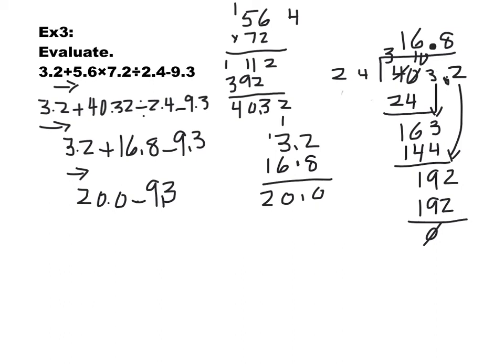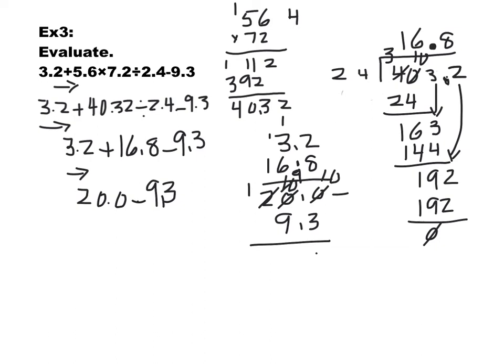Now, I do the subtraction on the side, so 20.0 minus 9.3. Again, I cannot subtract 3 from 0, so I'm going to go to the left to borrow 1. Again, I am dealing with 0. I can't do anything, so I borrow 1 from 2 here. So this becomes 1, this becomes 10. Again, I cannot subtract 3 from 0, so I borrow 1 from this. So this becomes 9. And this 0 becomes 10.